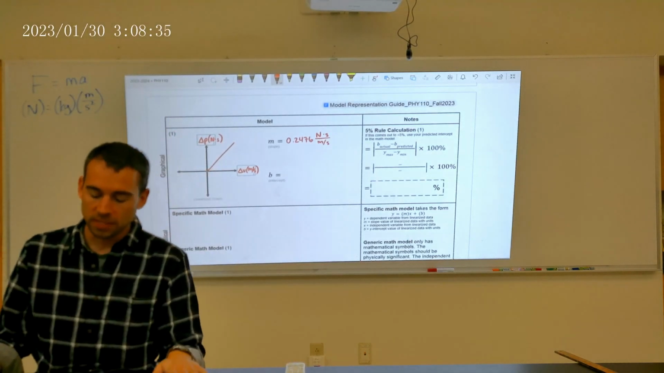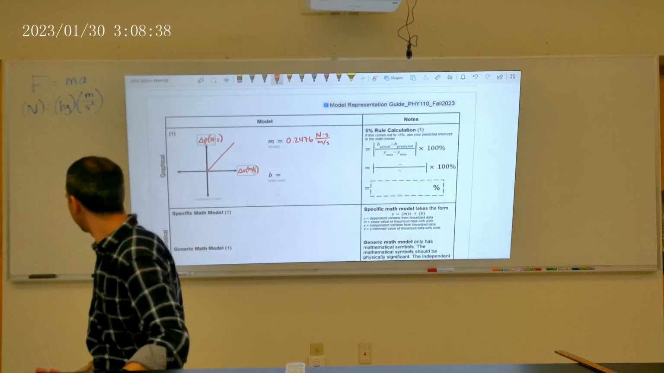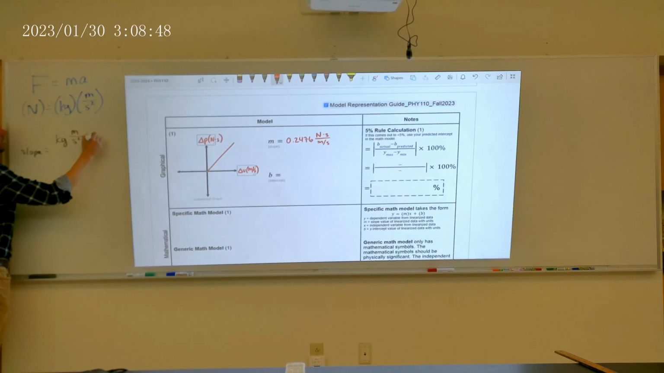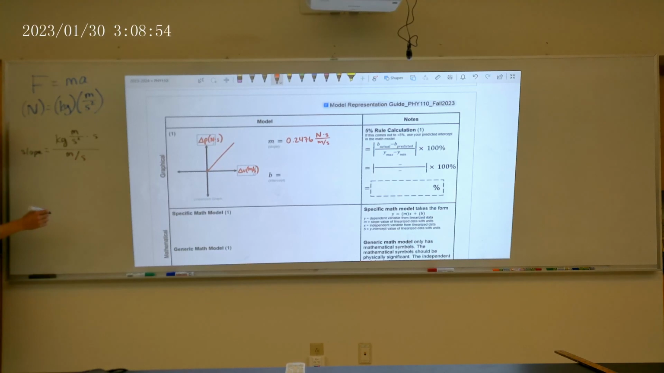If we do some simplification, on top for our slope, instead of newtons, we'll put kilograms times meter per second squared. We need to tag along that seconds that was still there in our impulse, and meters per second on bottom. So one of these seconds will cancel that squared out, and now I have kilograms times meter per second over meter per second. I can cancel those meters per second, and what I'm left with for the units of my slope is kilograms.